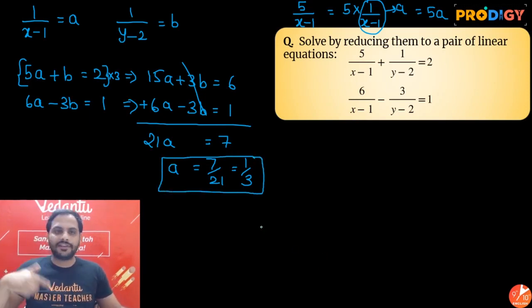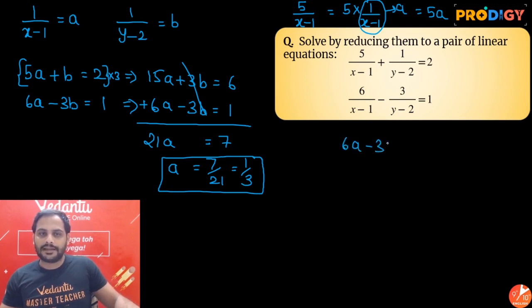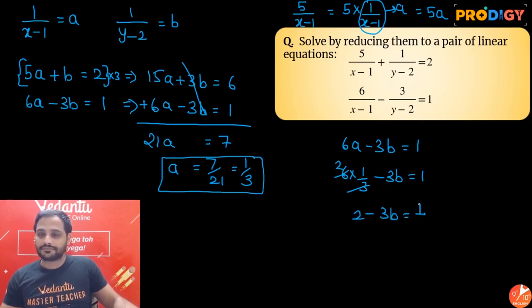Now this value of A, I can put it in any equation, equation 1 or equation 2. Let's put it in equation 2. So equation 2, I have 6A minus 3B is equal to 1. So 6 into 1 by 3 minus 3B is equal to 1. So we have got 2 minus 3B is equal to 1.